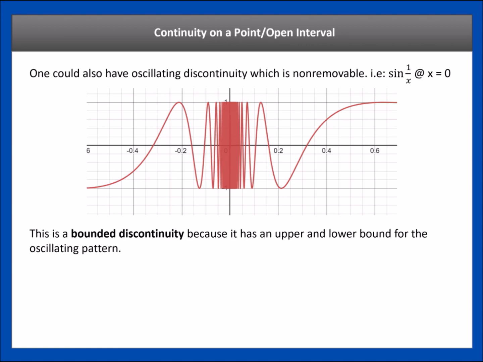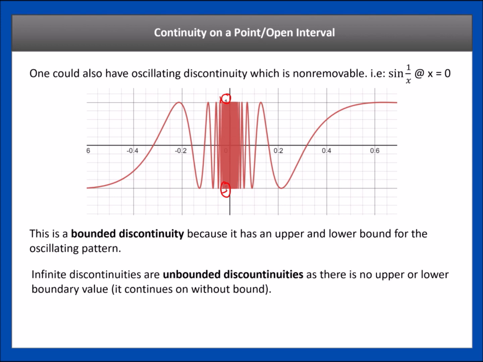Now this is called a bounded discontinuity because notice that it has upper and lower bounds. It has -1 as a lower bound and +1 as an upper bound. So it clearly has bounds for the oscillating pattern. However, infinite discontinuities are unbounded because there is no upper or lower boundary. It just continues on without bounds. Okay, so there are a few definitions, a few vocab terms here as it relates to discontinuities.